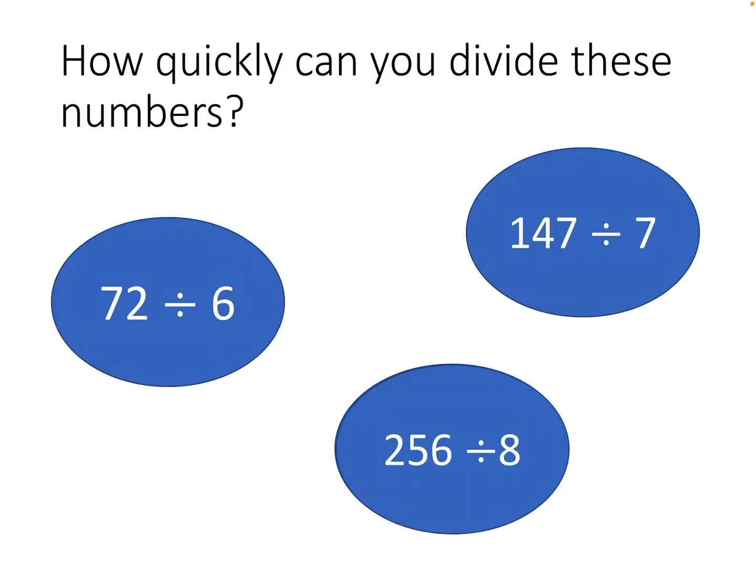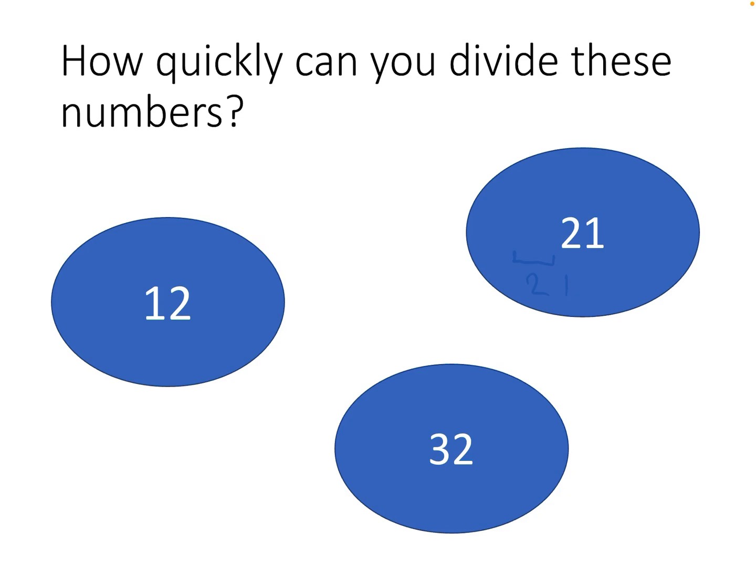Okay, how quickly can you divide these numbers? What I want you to do is pause the video. How quickly can you do it? Well done if you saw that. 256 divided by 8 is of course 32. 72 divided by 6 is of course 12. This number, we can partition it up. We could do 14. Let's have a look, 21. Well done if you got those really quickly. If it took you some time to work it out, don't worry, that's still absolutely fine.